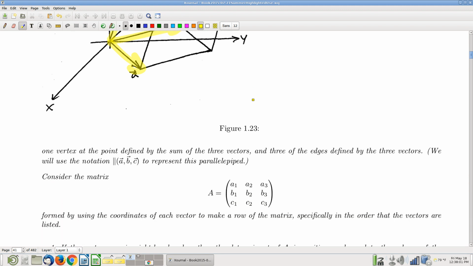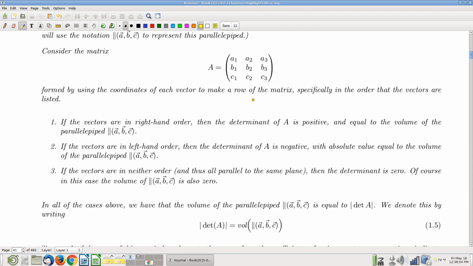And the determinant answers 2 very natural questions. Whether the vectors listed are in right-hand order, left-hand order, or neither order, and keep in mind, neither means it's not right, it's not left, they're all coplanar, they're all parallel to the same plane. Maybe 2 of them are parallel to each other, maybe one of them is a 0 vector, something makes them all parallel to the same plane. Right hand, left hand, or neither is entirely decided by whether the determinant's positive, negative, or 0.